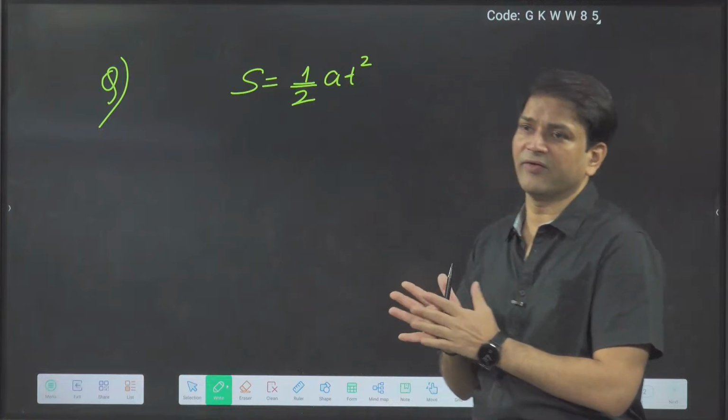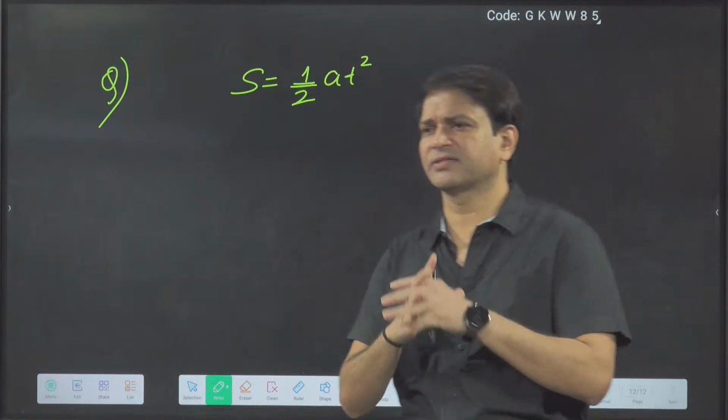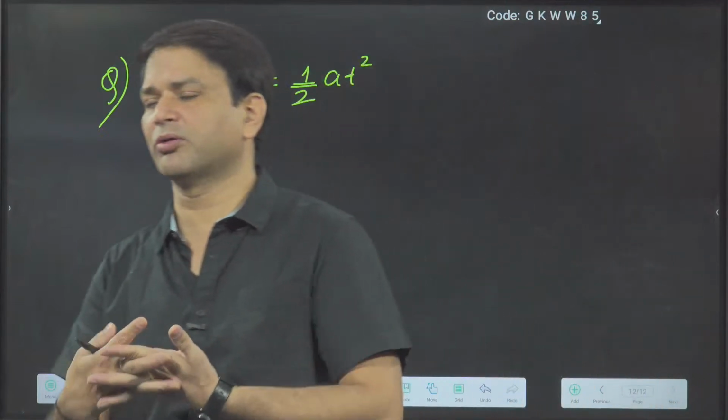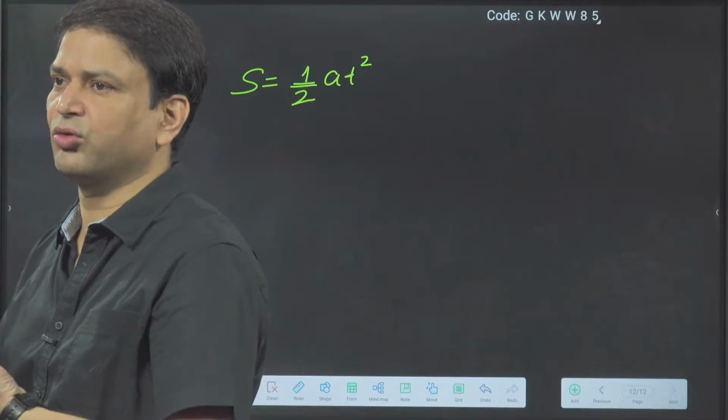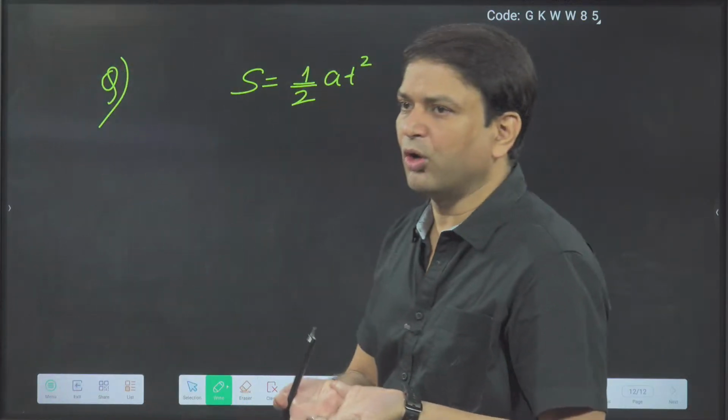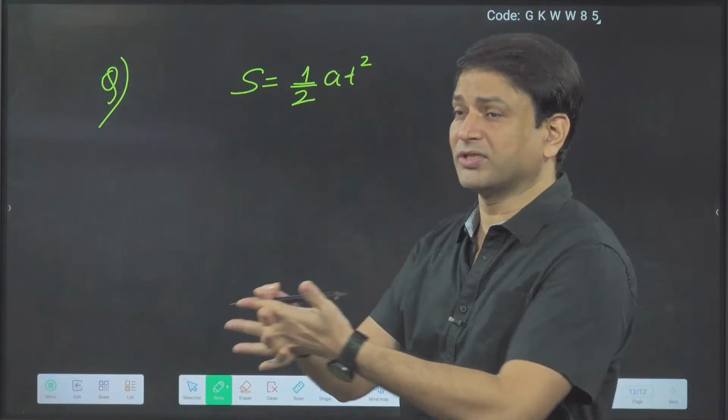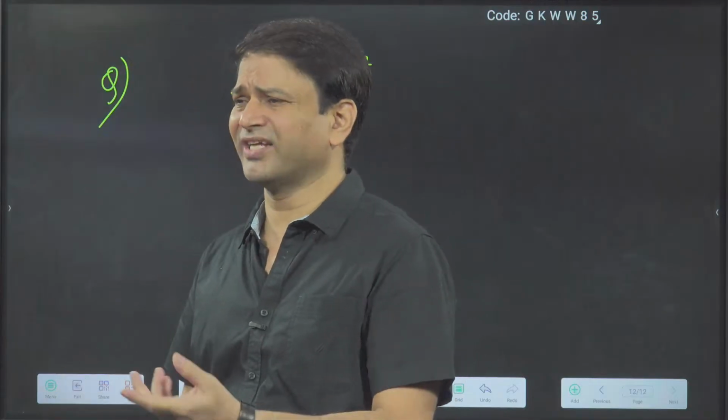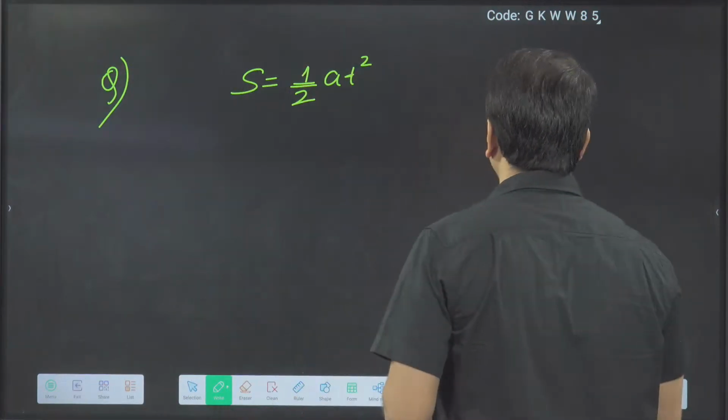S is equal to half a t square. Suppose I am saying the particle started from rest and the displacement of the particle varies with time as S is equal to half a t square. Now suppose I am asking what is the graph between S and T? What is the S-T graph? So the S-T graph we have to plot.